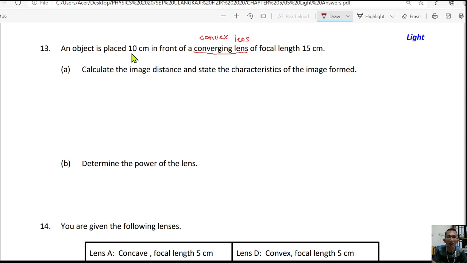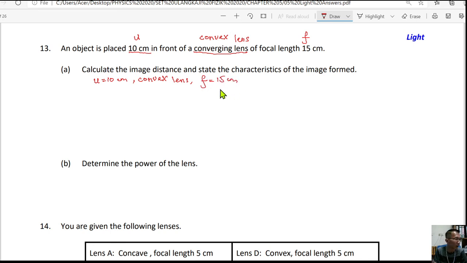Okay, so what is this thing here? This is our object distance, right? And here is my focal length. So you are to calculate the image distance and state the characteristic of the image formed. All right, so I have u equal to 10 centimeter, and then I have convex lens. I am merely writing down the info that I get from the question. And then I have f equals 15 centimeter.